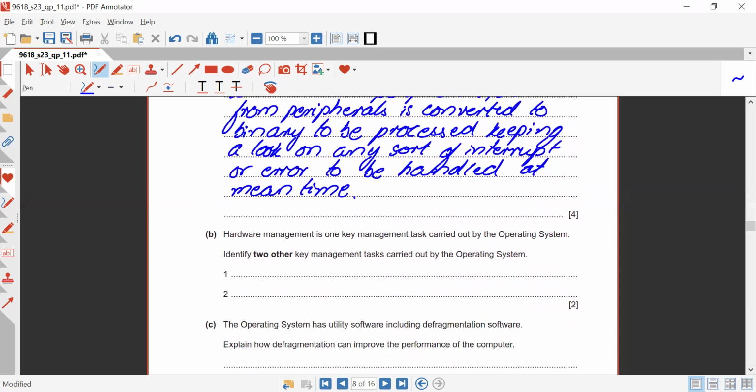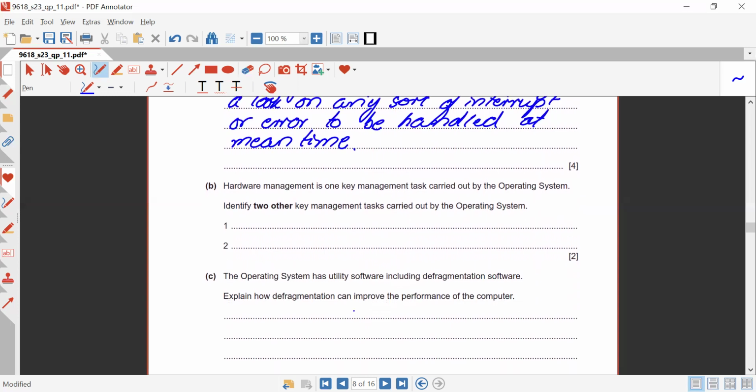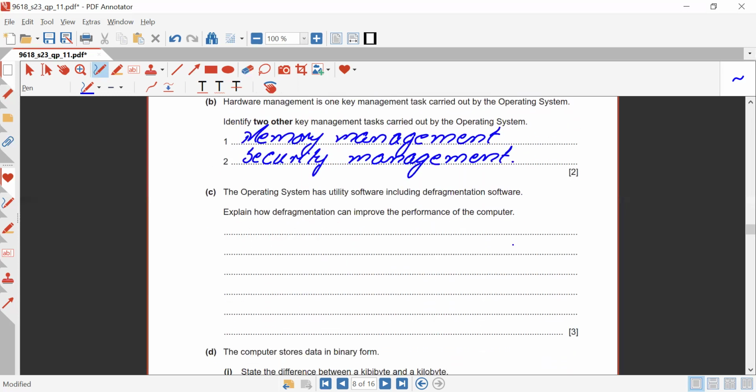Okay. Now, moving ahead to the next part: hardware management is one key management task carried out by the operating system. Identify two other key management tasks carried out by the operating system. So you may write down memory management, security management, file management, error management, multiple of them. So I would go with memory management and security management.